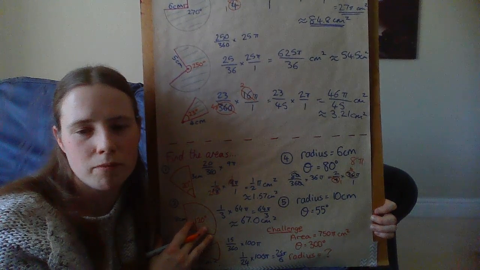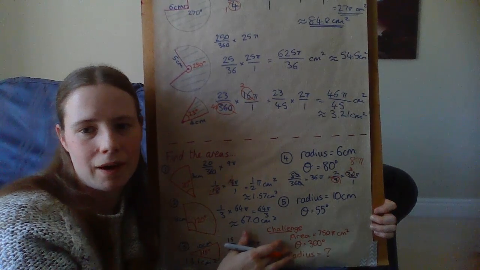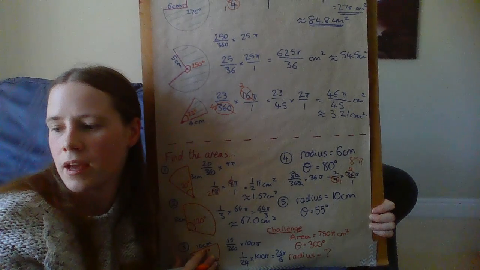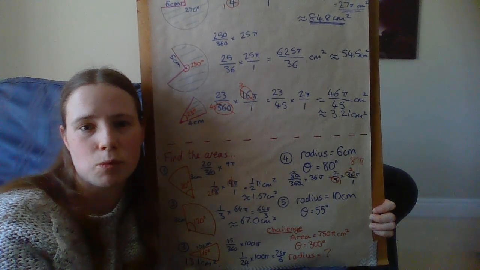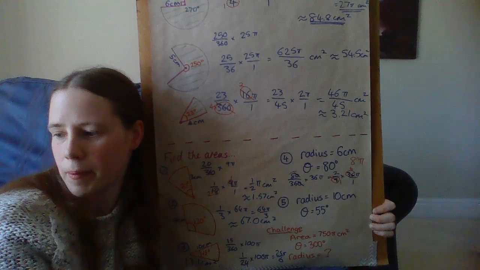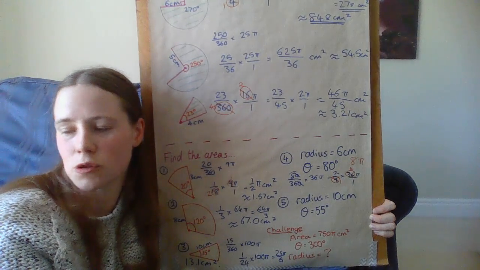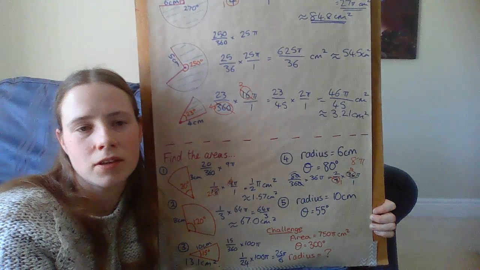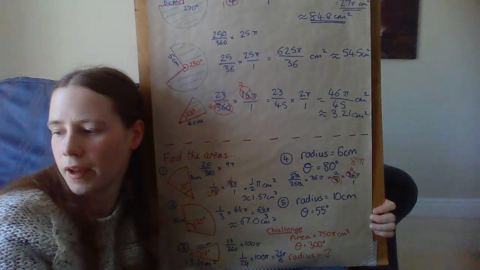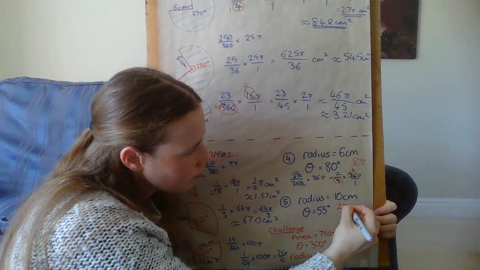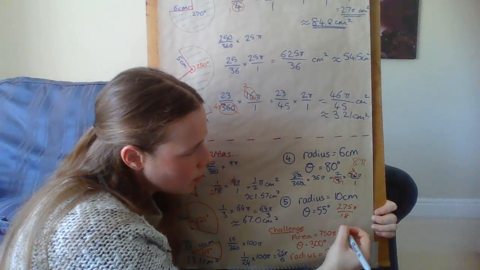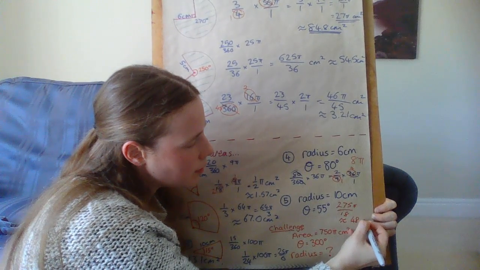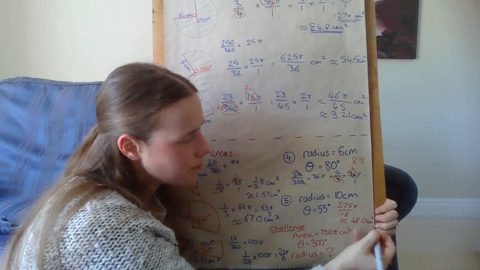Okay. Question number 5, I'm just going to tell you the answer to, and then we will have a look at the challenge in a little bit more detail. So for question number 5, you should have got 11 over 72 times 100 pi, and that should have come out as 1,100 pi over 72, which can be cancelled all the way down to 275 pi over 18, or approximately, so I'm running out of space here, 48.0 centimetres squared. Okay.